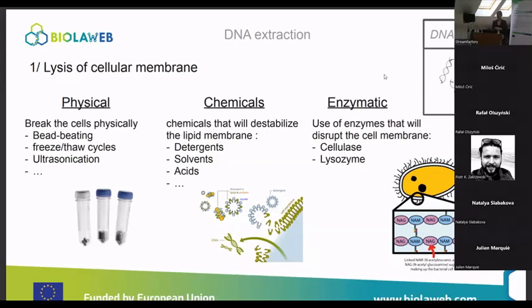Then another option is using chemicals, because your cellular membrane is composed of lipids. If you use detergents, for instance, it will destabilize the lipidic membrane and release the cell contents. And the last way to break the cell membrane is to use enzymes, because microbes and eukaryotes already try to kill each other using these enzymes. So it's also an option. You can combine different types of lysis in order to optimize and be sure that you extract DNA.